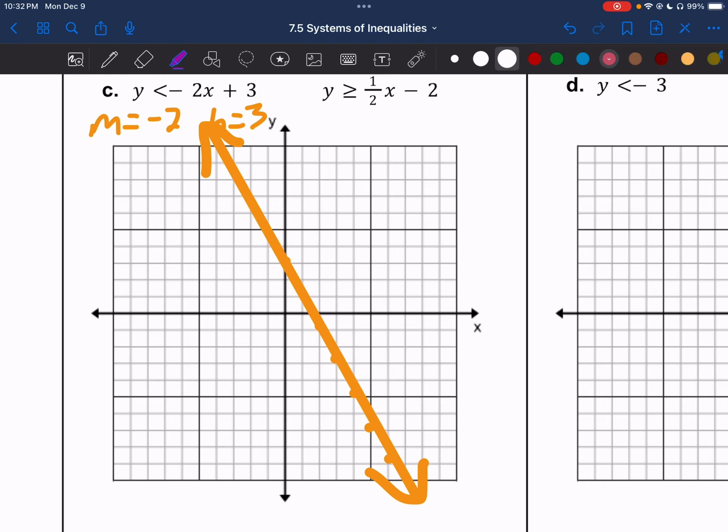And we have some shading to do here. So where are we? We have less than. Oh, that's right. It's less than. So it's a dashed line, not a solid line. And it's less than, so we're shading below it, but we can always use a test point. Is 0 less than 3? Yes, it is. So we're going to shade below it.